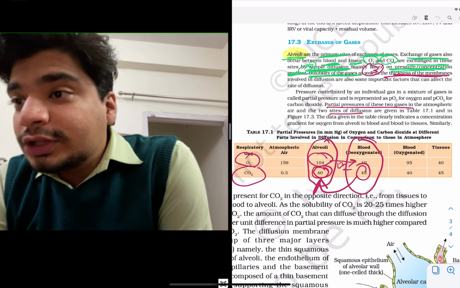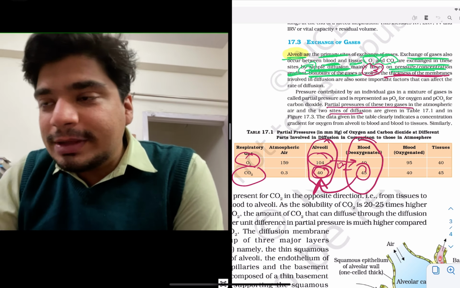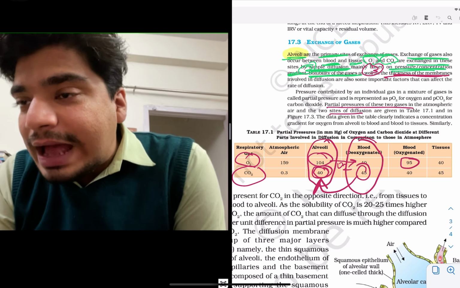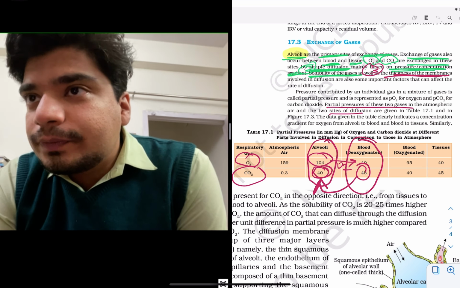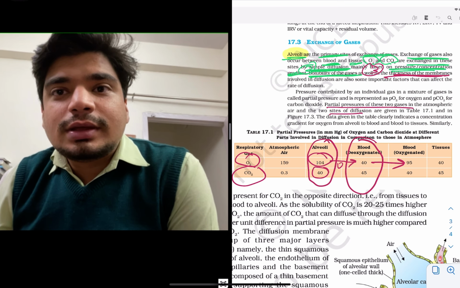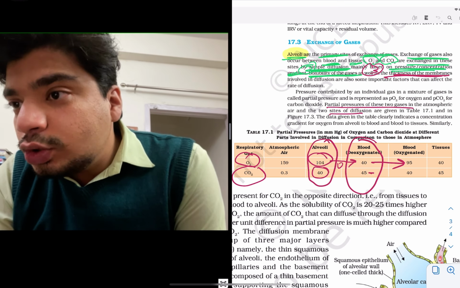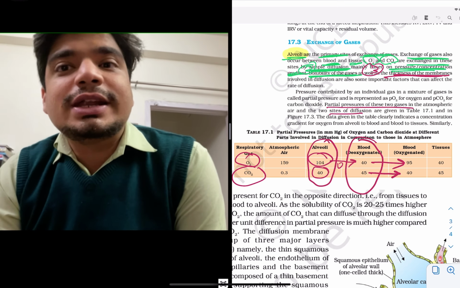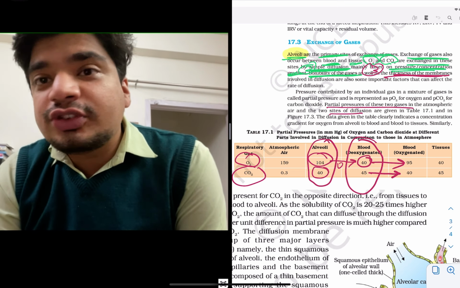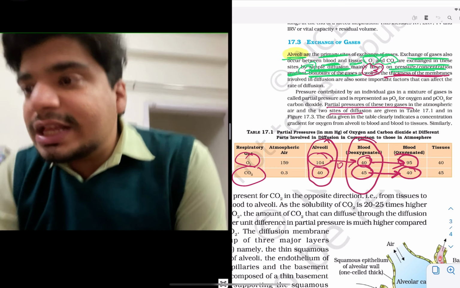Okay. Now this deoxygenated blood, when it has taken all the oxygen, will become what? Oxygenated blood. And its PO2 will rise from 40 to 95. CO2 has been thrown out into the alveoli. So PCO2 will decrease from 45 to 40. This 40 from deoxygenated into oxygenated will become 95, and this 45 will become 40.